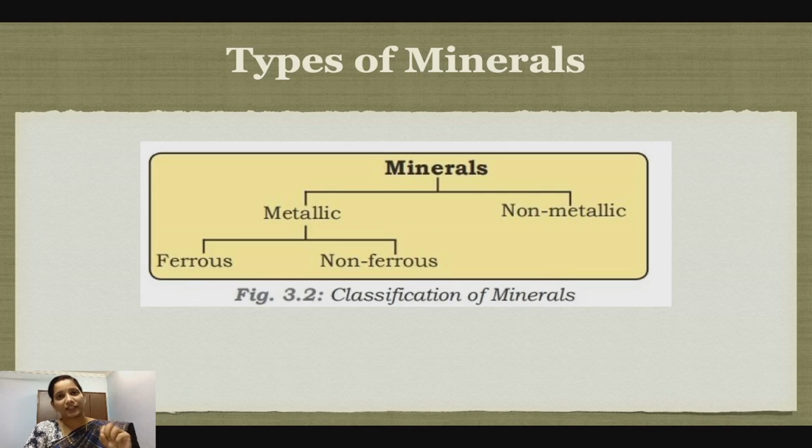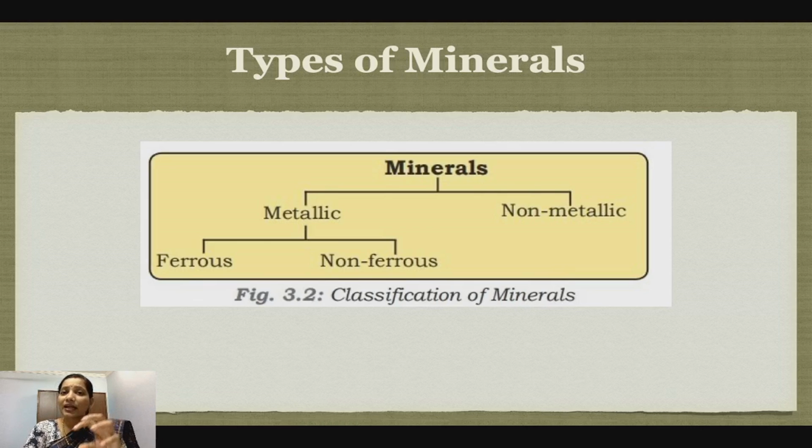Observe the flow chart. These are called metallic minerals. They are hard substances that are capable of conducting electricity and heat. So, they are lustrous or shiny in nature. Examples of metallic minerals are manganese, iron ore, and bauxite.